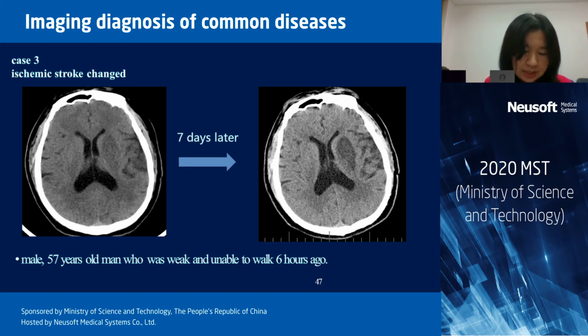Case 3. A 57-year-old man who was weak and unable to work, with difficulty in reading and writing 6 hours ago. Brain CT was scanned. The left lentiform nucleus edema sign was shown on CT. The left lentiform nucleus was hypodense and its boundary is fuzzy. 7 days later, the lesion changed clearly with markedly low density.